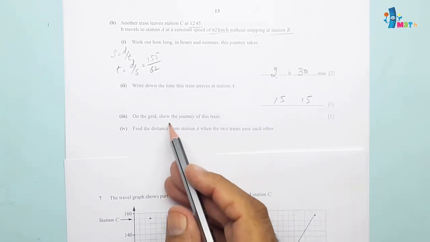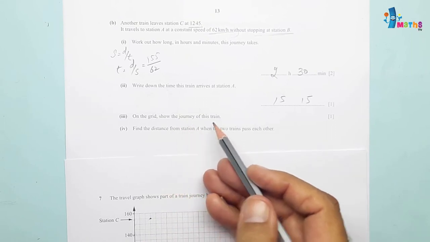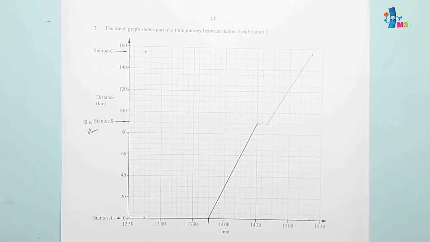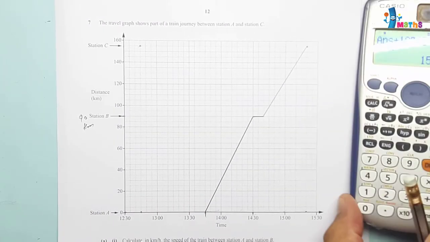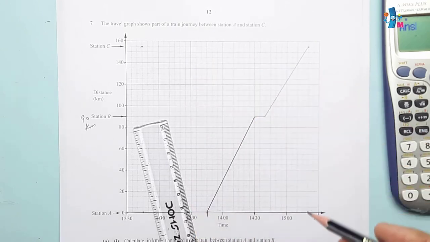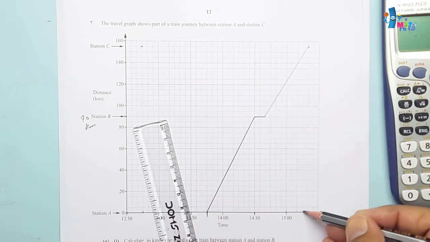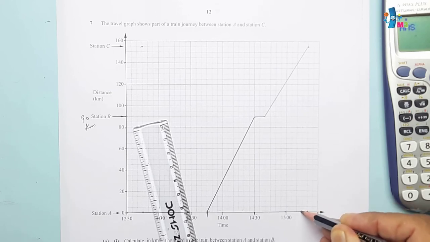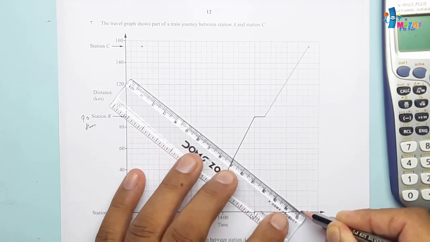On the grid, show the journey of this train. So we will draw a line by using a ruler. The one point is this one. The second point is 15:15. 15:15 will be this point, and we have to join this one.